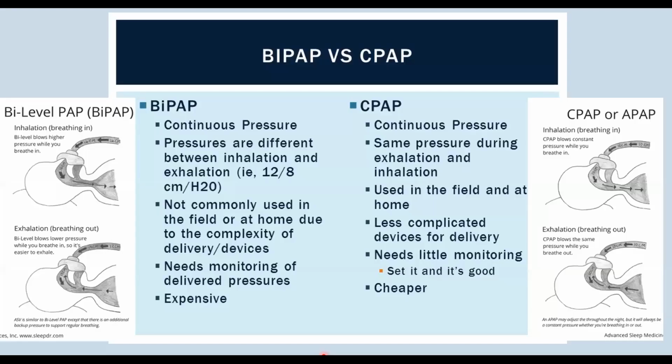BiPAP versus CPAP. CPAP is continuous pressure. When they inhale, it's the same. When they exhale, it's the same amount of pressure. It needs very little monitoring. You basically put it on and it's good to go. It's a lot cheaper. The BiPAP will actually decrease the pressure during exhalation, so it's easier for the person to exhale, but it's way more expensive. It's usually used in some sort of hospital, like in the ICU.